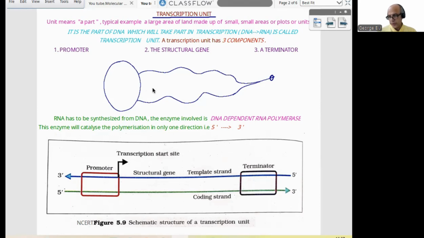So a diagram representation is shown here. Now, as we proceed, RNA will be synthesized from DNA. The enzyme involved: RNA has to be produced from DNA, so DNA-dependent RNA polymerase. This is how that nomenclature comes. Once you get that idea, it will be easy for you. This enzyme will catalyze the polymerization, again as in the previous case, only in one direction, that is 5' to 3'. So DNA-dependent RNA polymerase, direction is 5' to 3'.